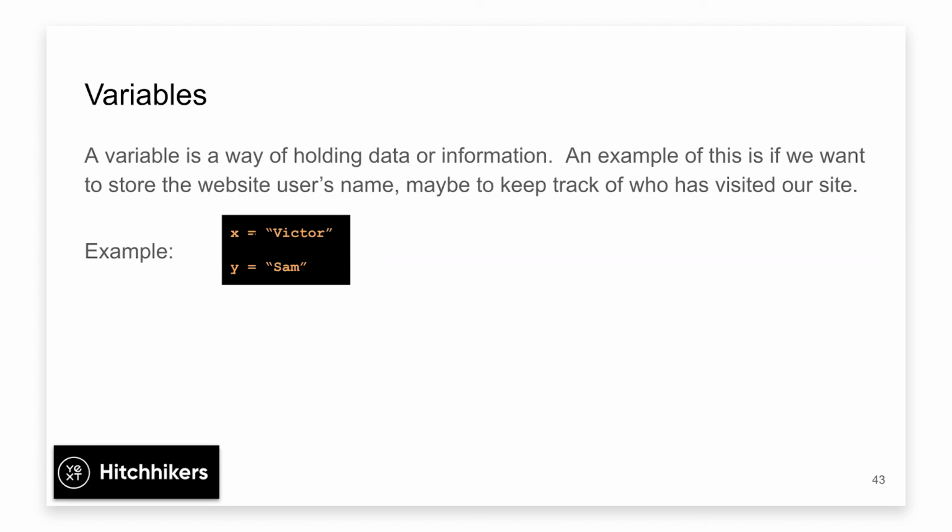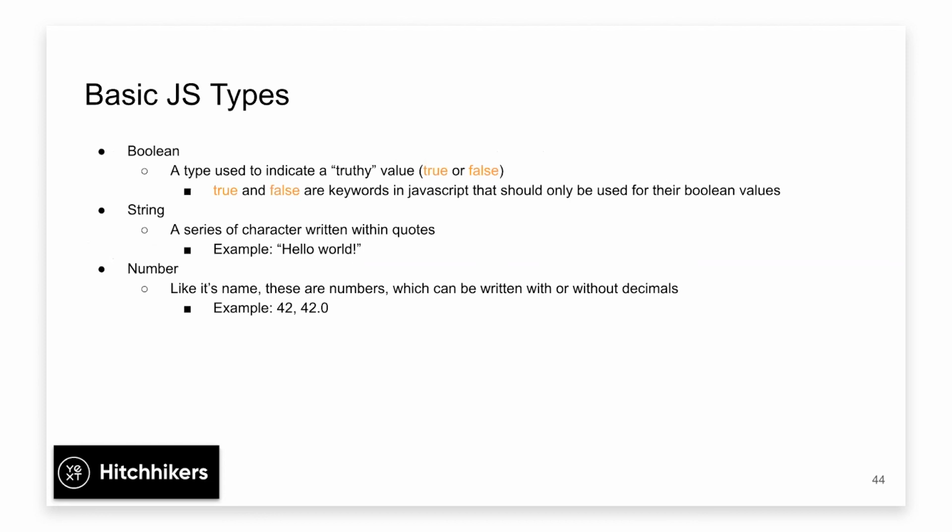The assignee always needs to be on the left and the value always needs to be on the right. If you swap the two, that would give you an error. It's another example with another variable set to Sam. Okay, so some basic types.